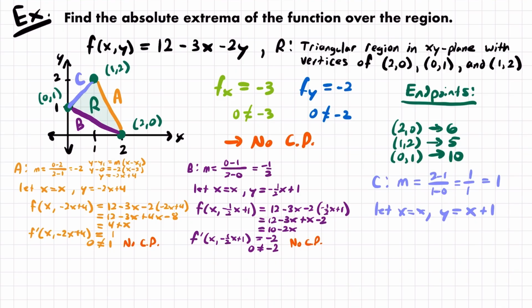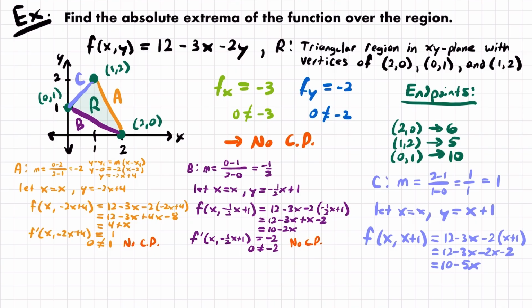So now making the substitution and setting up our multivariable function, but in terms of just x here, we're going to have f of x, x plus 1. So we will replace y with x plus 1, giving us 12 minus 3x minus 2 times y, which is x plus 1. So simplifying, 12 minus 3x minus 2x minus 2. And so adding like terms, negative 3x and negative 2x become negative 5x, and then 12 minus 2 is 10. So this is equal to 10 minus 5x.